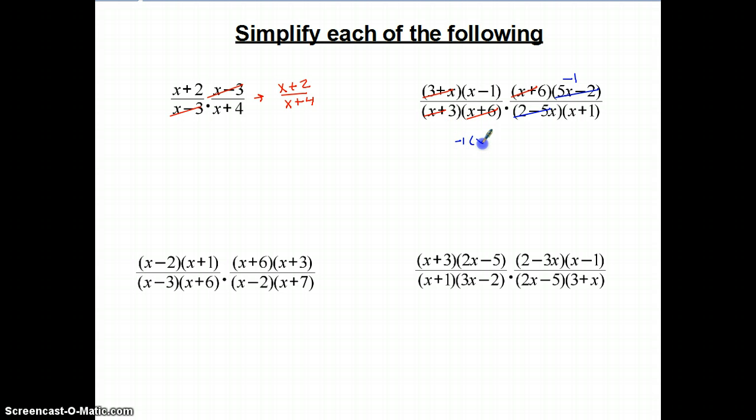leaving me with negative 1 times x minus 1 in the numerator and just x plus 1 in the bottom. From there, we distribute the negative 1 to simplify completely.